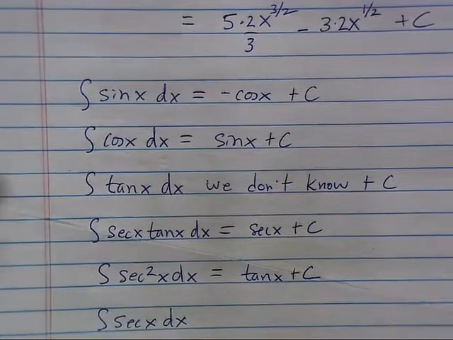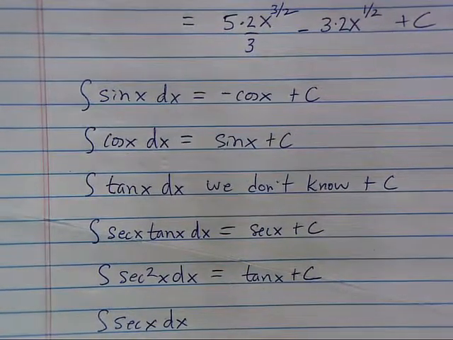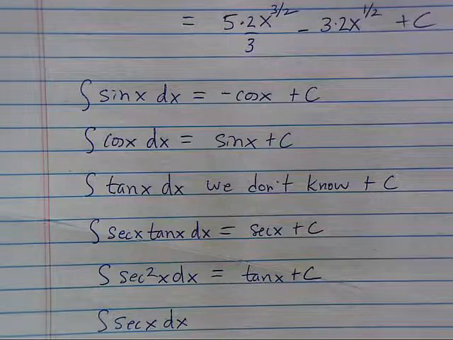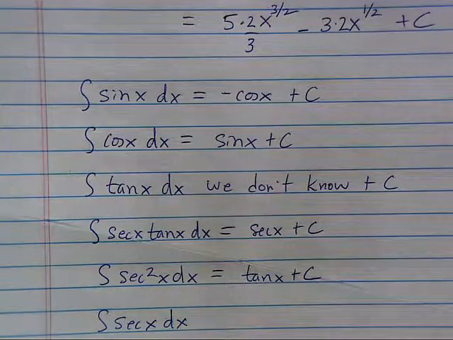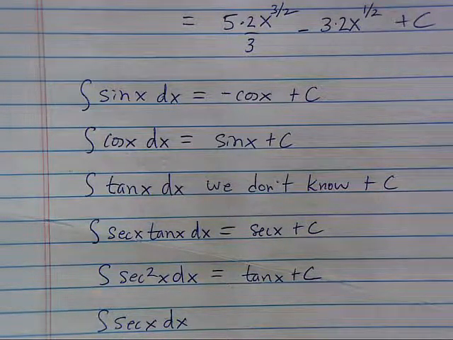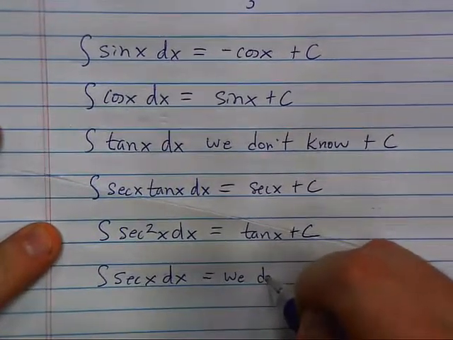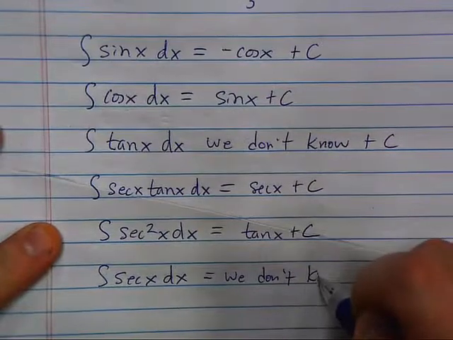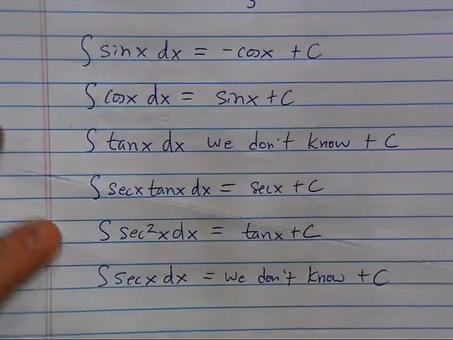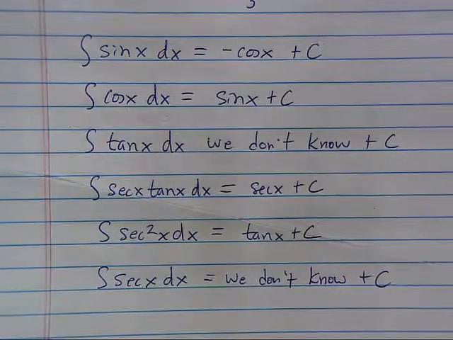So I always thought this was kind of weird. We know the antiderivative of secant squared is tangent. What's the antiderivative of secant? We don't know. We don't have a rule that says the derivative of something gives me secant. Shouldn't it just be the square root of tangent? Nope. Does anyone know? Oh, I know, but we don't know.